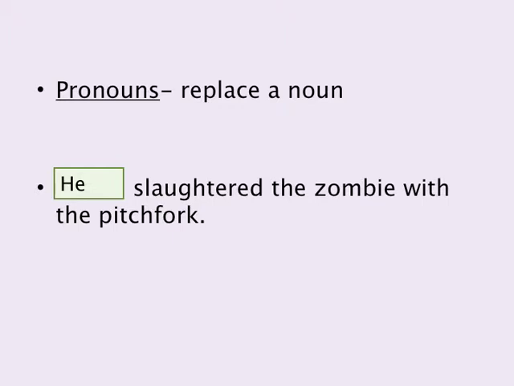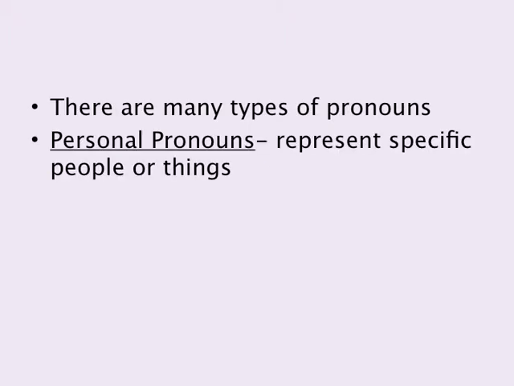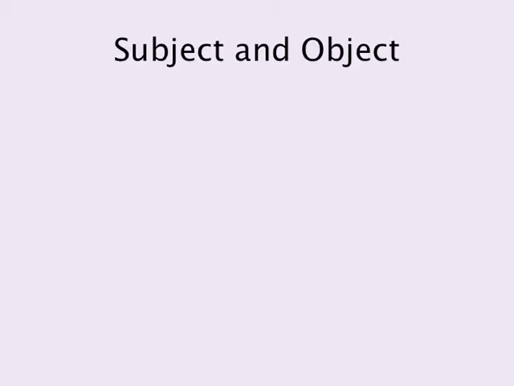Zombie is also a noun, so I can replace it also with a pronoun. He slaughtered it with the pitchfork. You would also be able to replace pitchfork with a pronoun because it is also a noun. Now there are many types of pronouns. We're going to first start out with personal pronouns, which represent specific people or things. And I'll show you really quickly what they are.